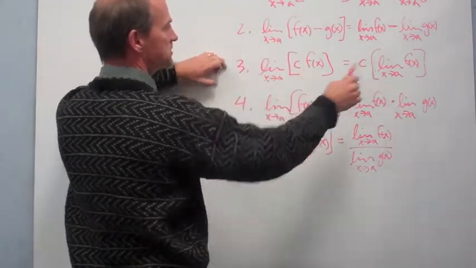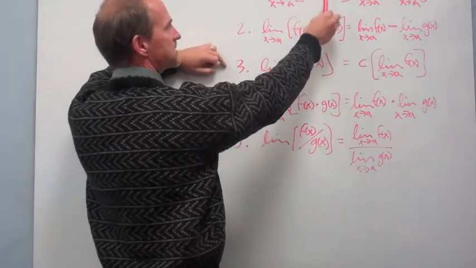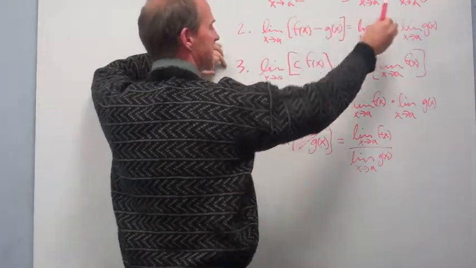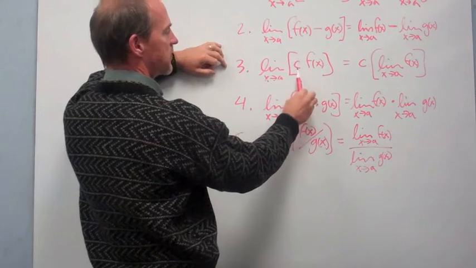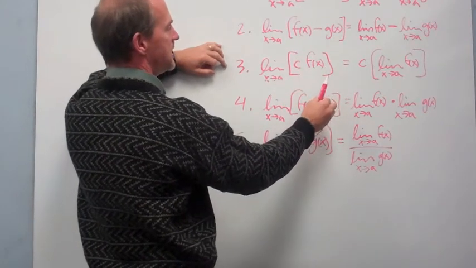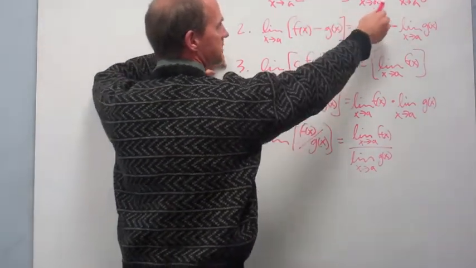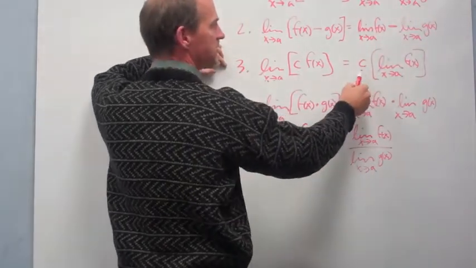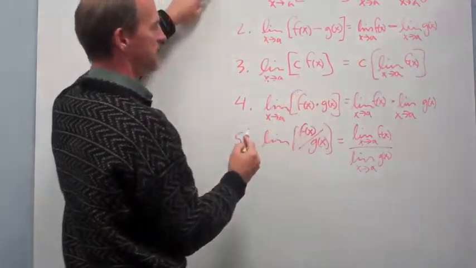3, this really comes from 1. This almost shouldn't be its own separate law, because if I just had f of x plus f of x plus f of x plus f of x c number of times, I could write it as c times f of x. And then by just applying this law, I could break it all apart and then factor out the c. So this is really built on number 1.